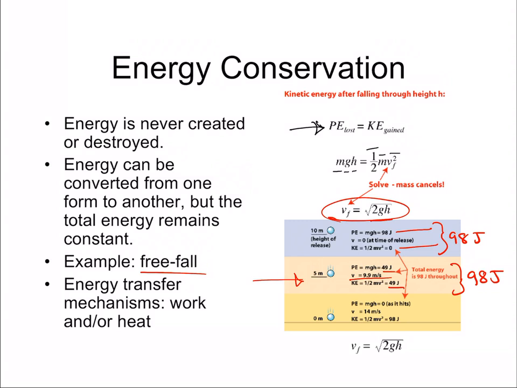Right before it's on the ground, it has basically a 0 meter height. So it has 0 potential energy, and at that very last velocity right there, it's going 14 meters per second. So if I use that velocity to calculate kinetic energy, I have 98 joules. So again, I have 0 plus 98 joules. It's 98 joules. Did I ever gain any energy? No. Did I ever lose any energy? No, because energy is never created or destroyed.